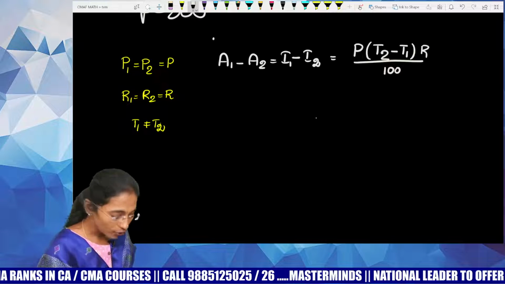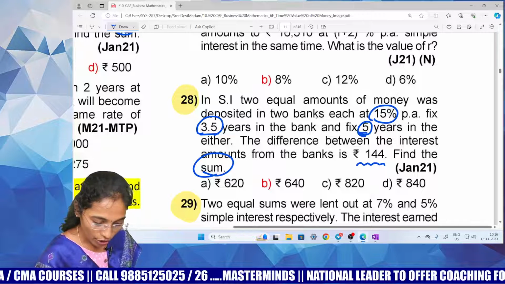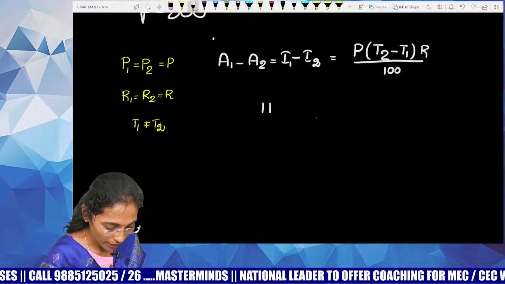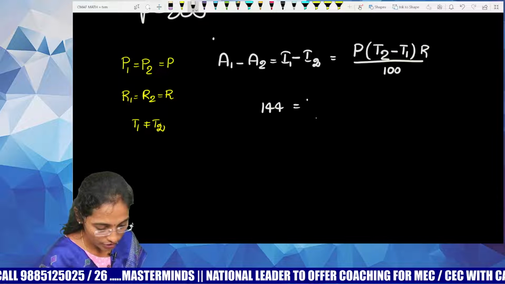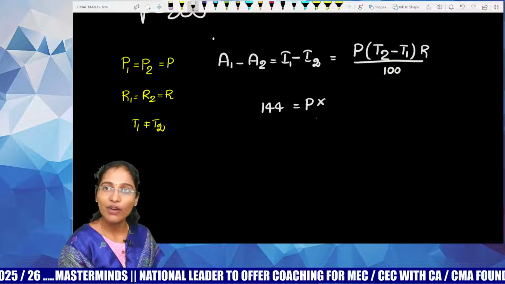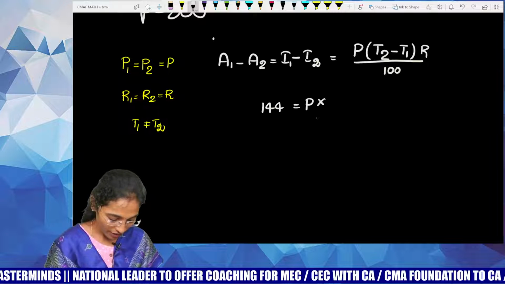Okay. So, according to the question, the principal is not known and the difference between interest is how much, guys? 144. I'm writing like this: 144 equals to, I don't know, P. And I know that the second time duration is 5 years and the first time duration is 3.5 years. And the difference between 5 and 3.5 is what?